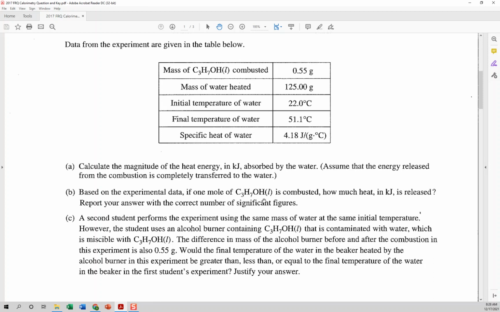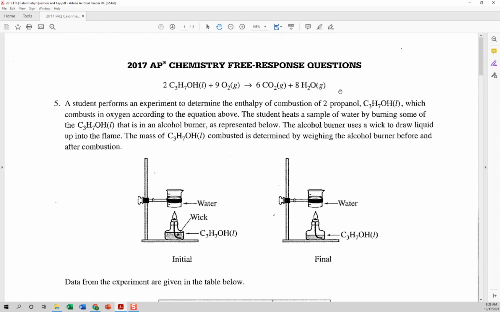Now, should it have a negative sign? Not necessarily, because it says "is released." But if they were trying, let's say in part B, they just wanted us to figure out the delta H of this reaction, a couple things we'd have to do. We'd have to know that we have to flip the sign, so the delta H of this reaction is negative. We should know that because it's a combustion reaction.